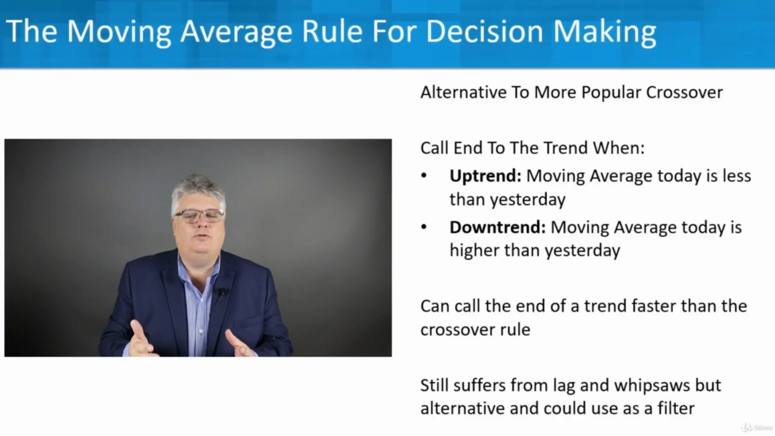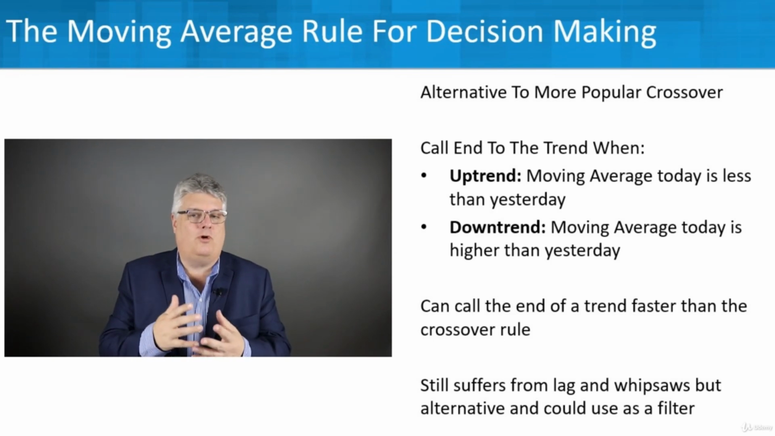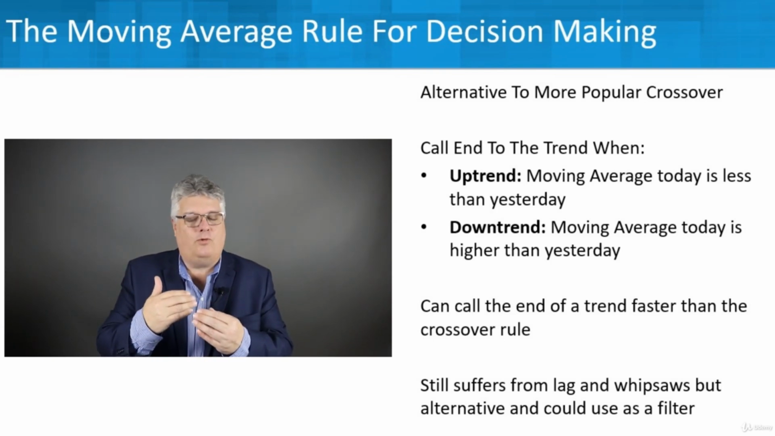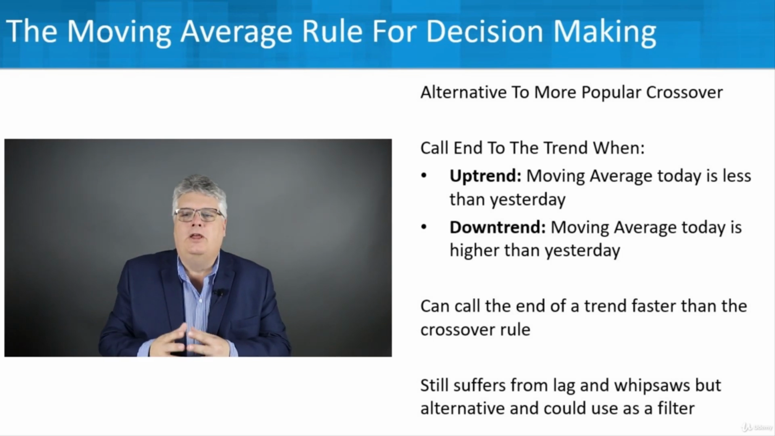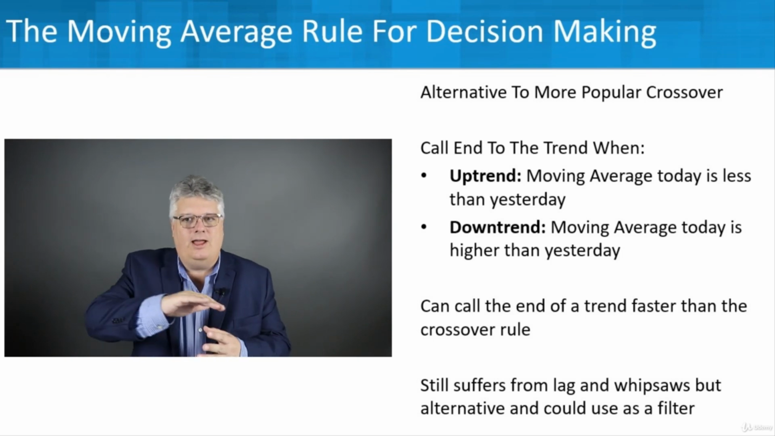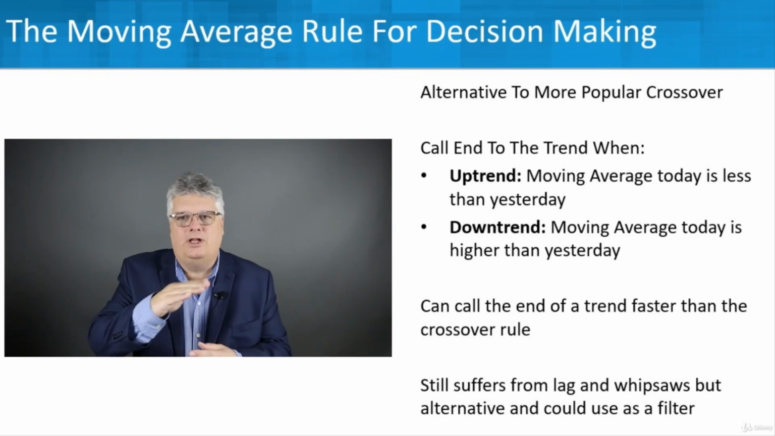Another rule that you could use with moving average lines is the moving average rule, is what it's called. It's an alternative to the more popular crossover rule. So you're not looking for when it crosses over. You're basically looking for when the moving average starts to bend or change. So you would look at it to call an end to a trend when you have changes in the moving average line instead of uptrending or downtrending. It's starting to make that change either way.